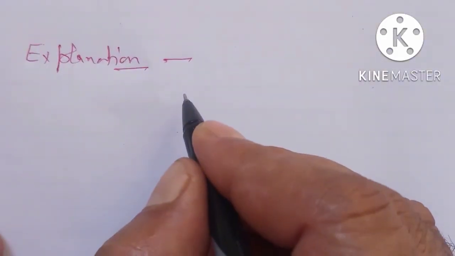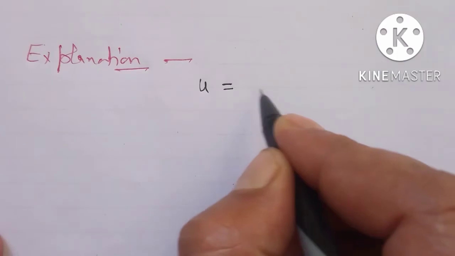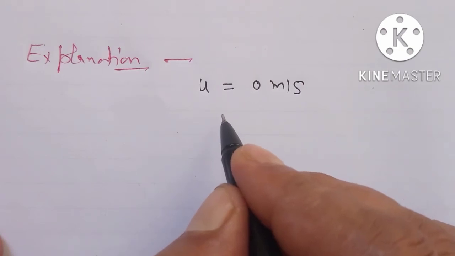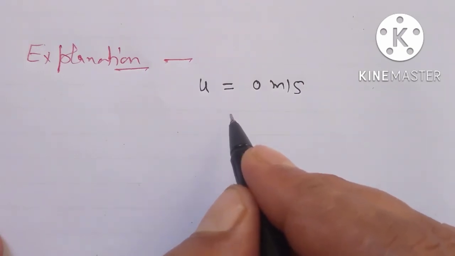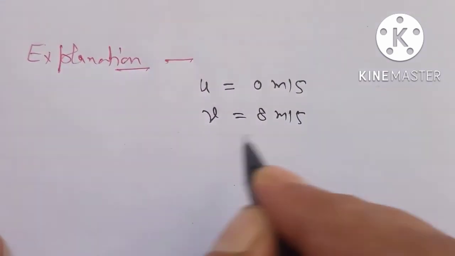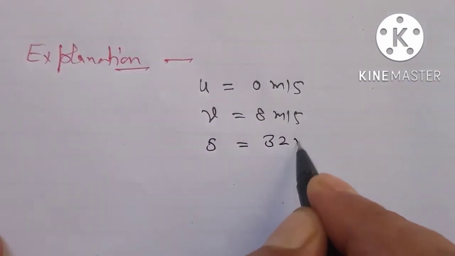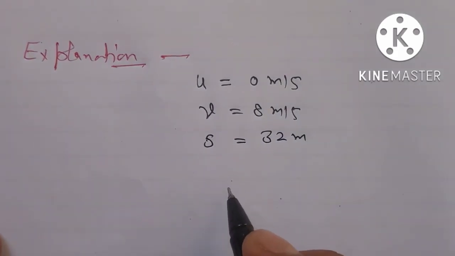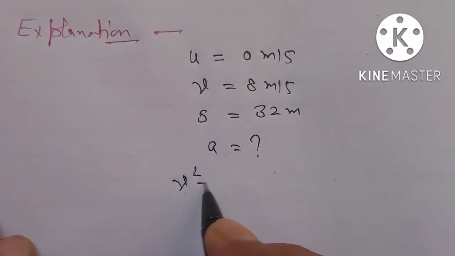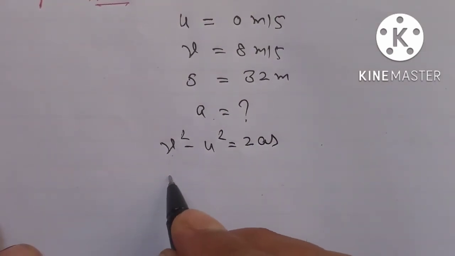Explanation. As in this problem we are given that a body starts from rest, it means its initial velocity, that is u, equals 0 meter per second, and it acquires a velocity of 8 meter per second after covering a displacement of 32 meter. So final velocity is 8 meter per second, and displacement, that is s, is equal to 32 meter. Now we calculate the acceleration. By using the relation v square minus u square equals 2as, we are able to calculate the acceleration by putting the values here.